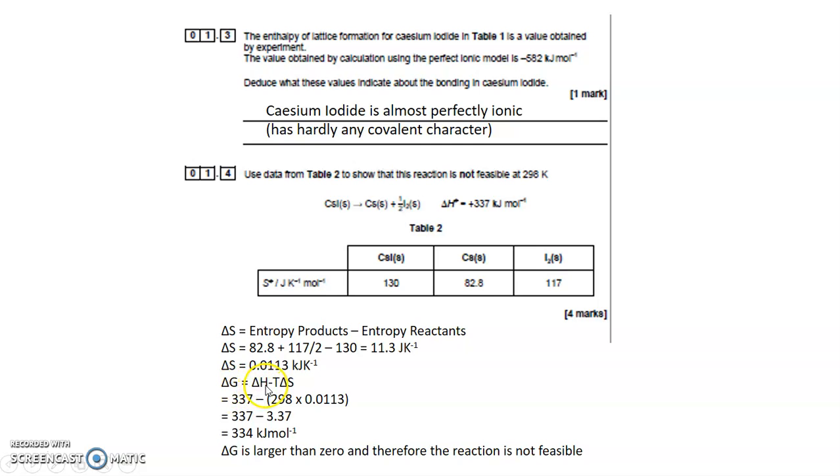So delta G is delta H minus T delta S. Delta H is 337. Take away T, the temperature is 298, it's in Kelvin, which is correct. Multiply by 0.0113. 337 minus 3.37, 334 kilojoules per mole. And because that's larger than 0, the reaction is feasible only if delta G is less than or equal to 0. It's larger than 0, and therefore the reaction is not feasible.